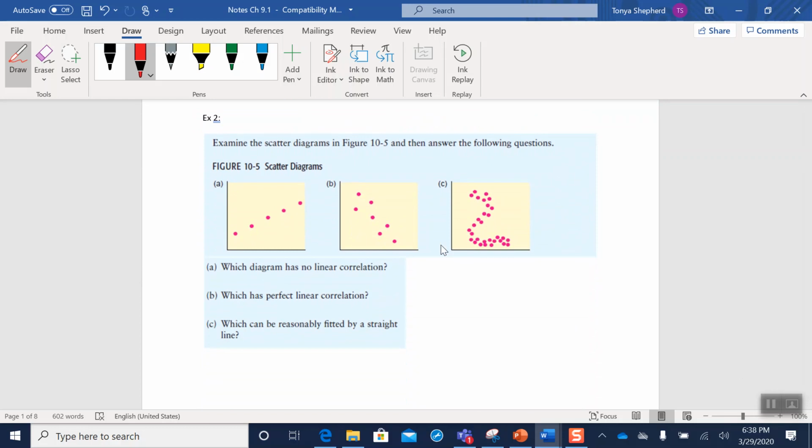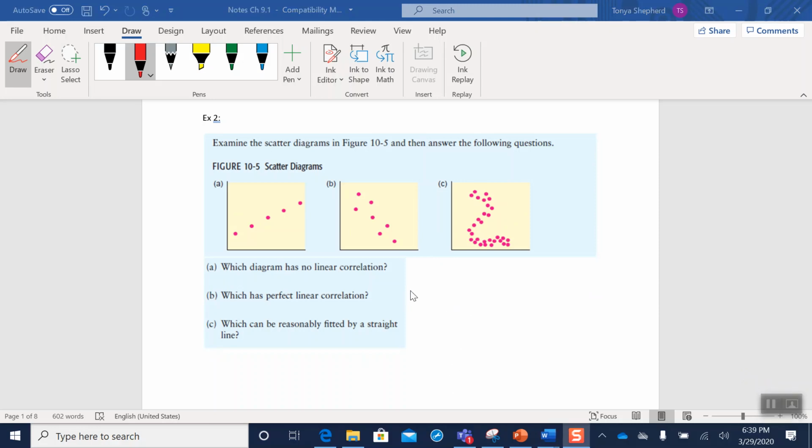So take a look at example 2. I'll give you a minute. See if you can figure out how to match up the ABC diagrams with the ABC. Go ahead and pause your video, and then we'll answer the question.